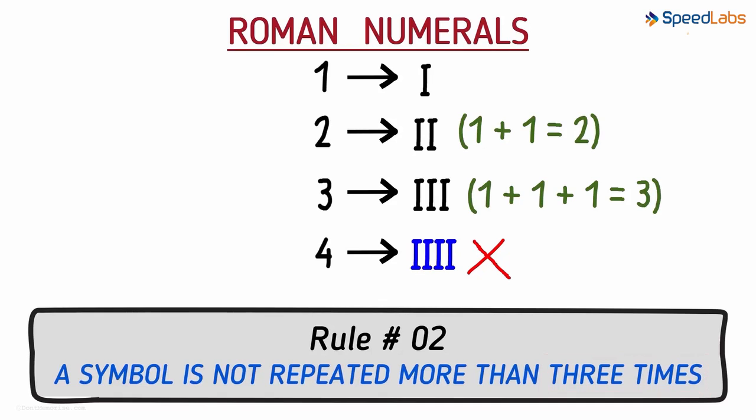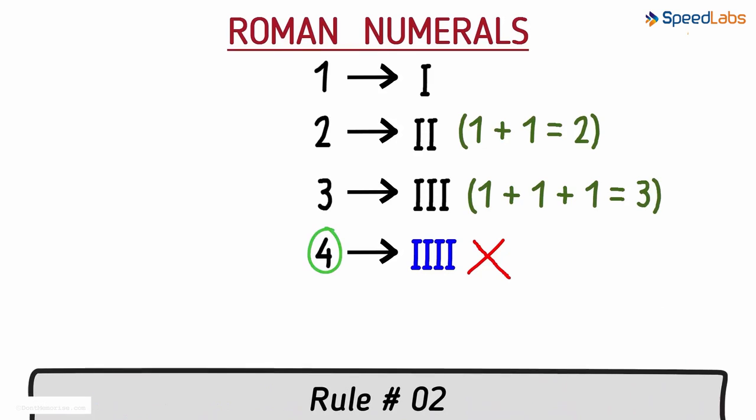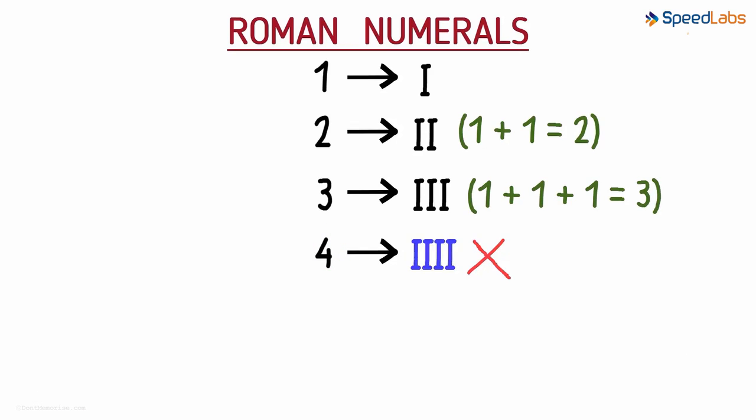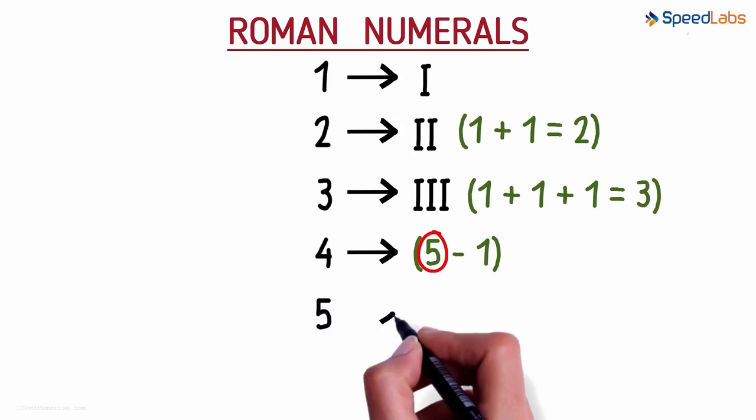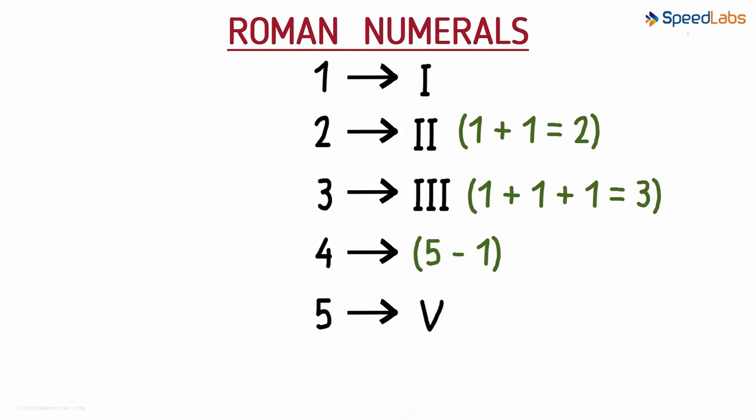Now it's clear why we cannot write the number 4 like this. This symbol appears 4 times and that's not allowed. Can you think of any other way for representing the number 4? Let me help you. We can also represent number 4 as 5 minus 1. So let us see the symbol for representing numeral 5. It's denoted like this, like the letter V.